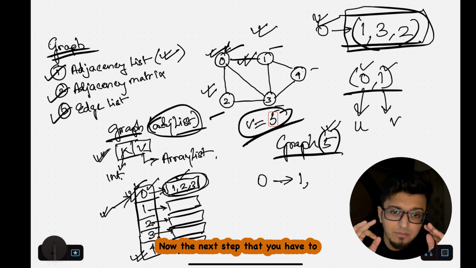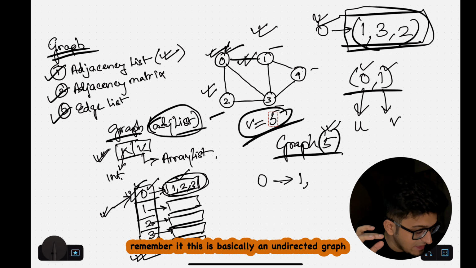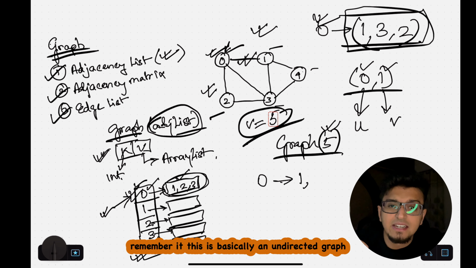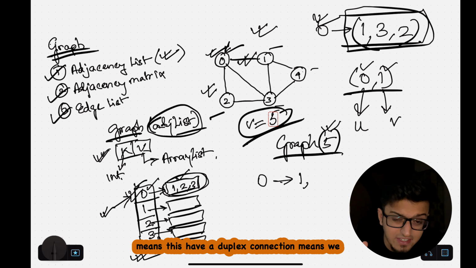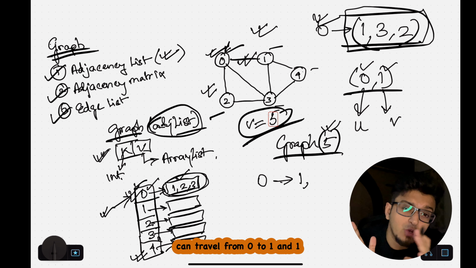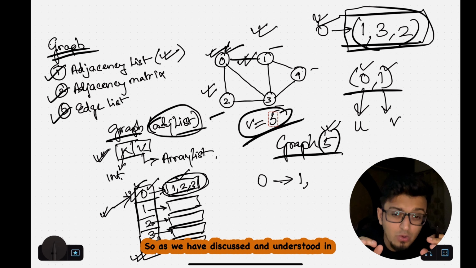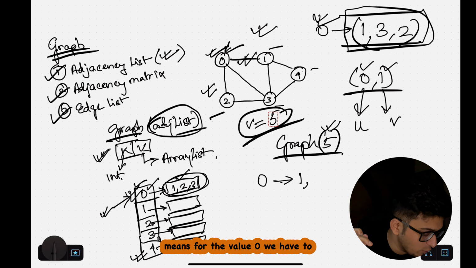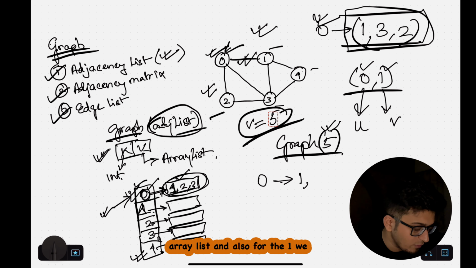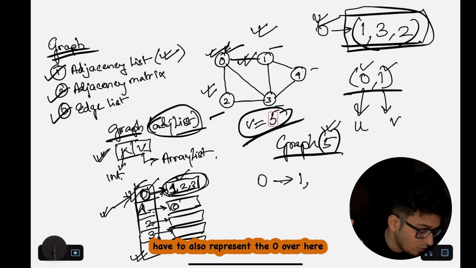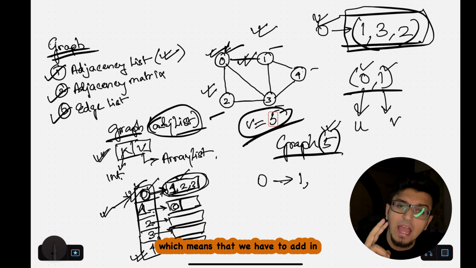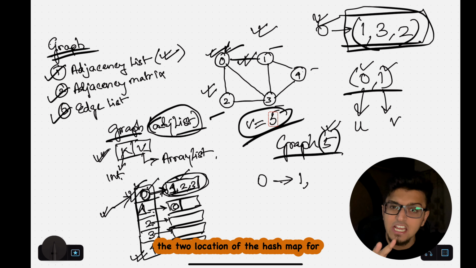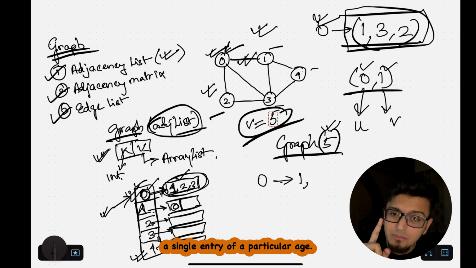Now the next step that you have to remember: this is basically an undirected graph. Means it has a duplex connection, means we can travel from 0 to 1 and 1 to 0. So as we have discussed and understood in our last video, for both instances, for the value 0 we have to represent 1 in the array list, and for 1 we also have to represent 0 over here, which means that we have to add in two locations of the hash map for a single entry of a particular edge.